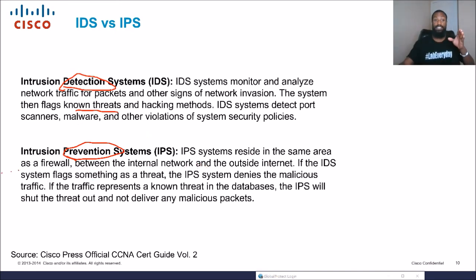If the IDS system flags something as a threat, the IPS system denies the malicious traffic. So prevention, that's the key word here now, prevention. It doesn't just detect it and see it and remember it. It actually stops you from coming into the nightclub. So the IDS is just gonna be like, oh yeah, I remember you. He might let you in, or he might get his manager like, hey, we got to do something about this dude.